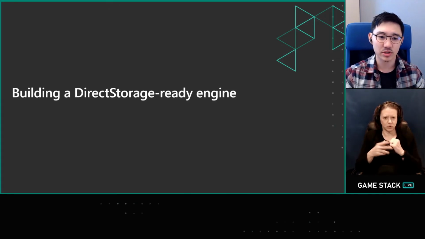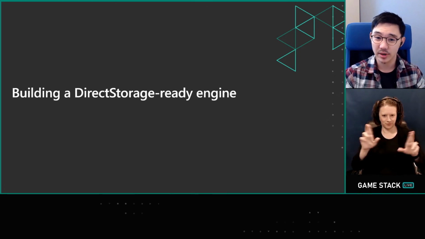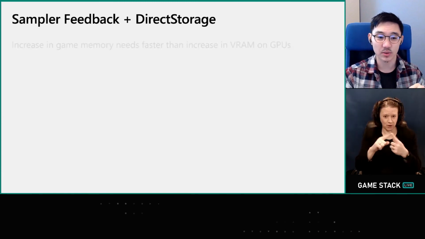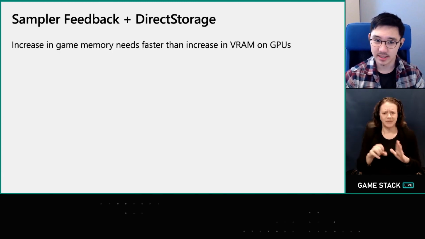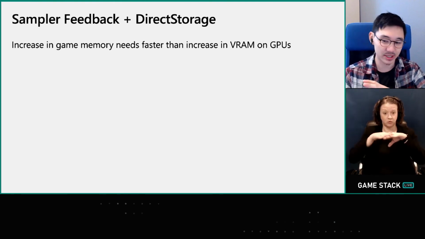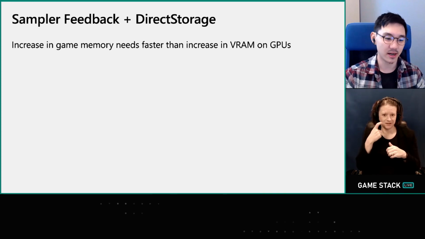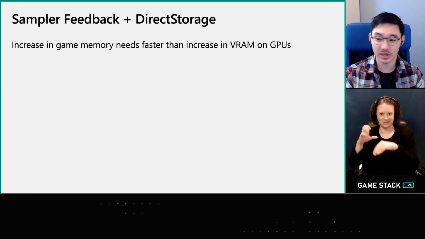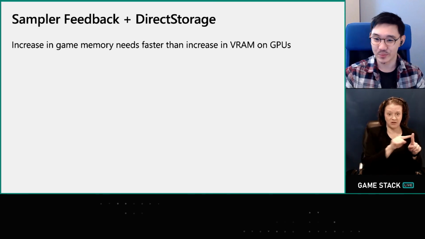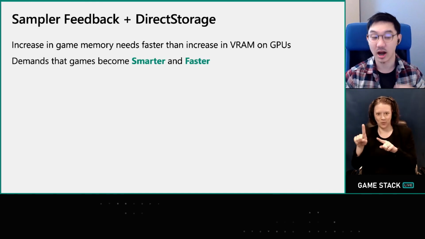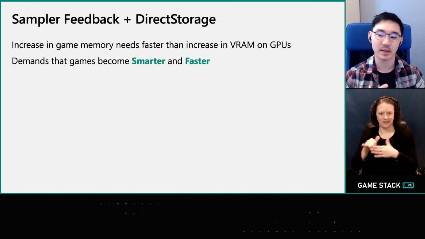So building a DirectStorage ready engine, this is something that we want to help you understand how to change your thinking. And this is essentially sampler feedback plus DirectStorage. There's an increase in game memory needs recently, and that's essentially increasing faster than VRAM is increasing on GPUs. You see games going from 10 to 50 to 100 gigabytes in size. VRAM is not going from 10 to 50 to 100. The increase in VRAM is slower. And so we need to accommodate that. And that essentially demands that the game become smarter and faster.